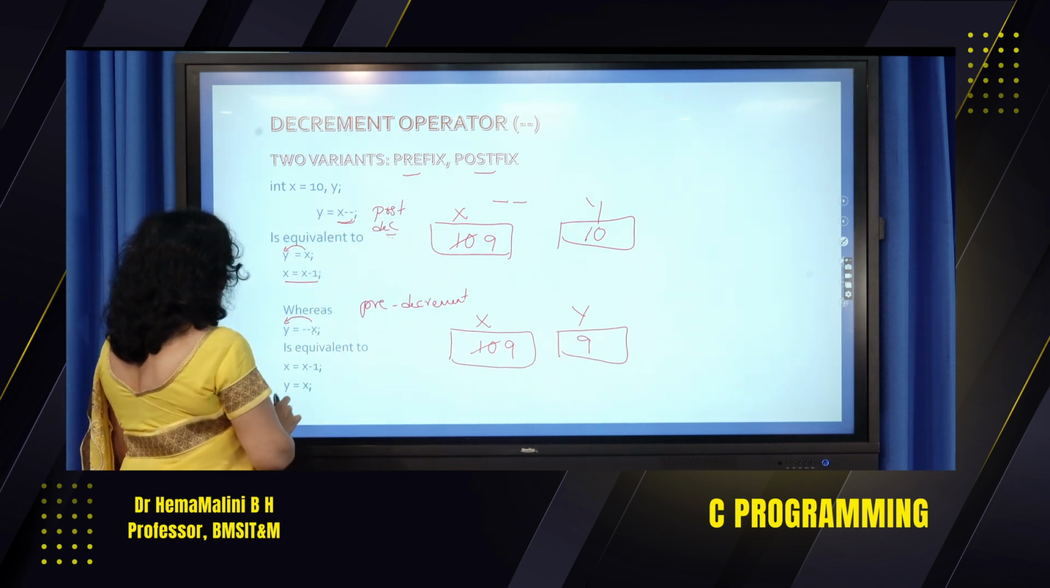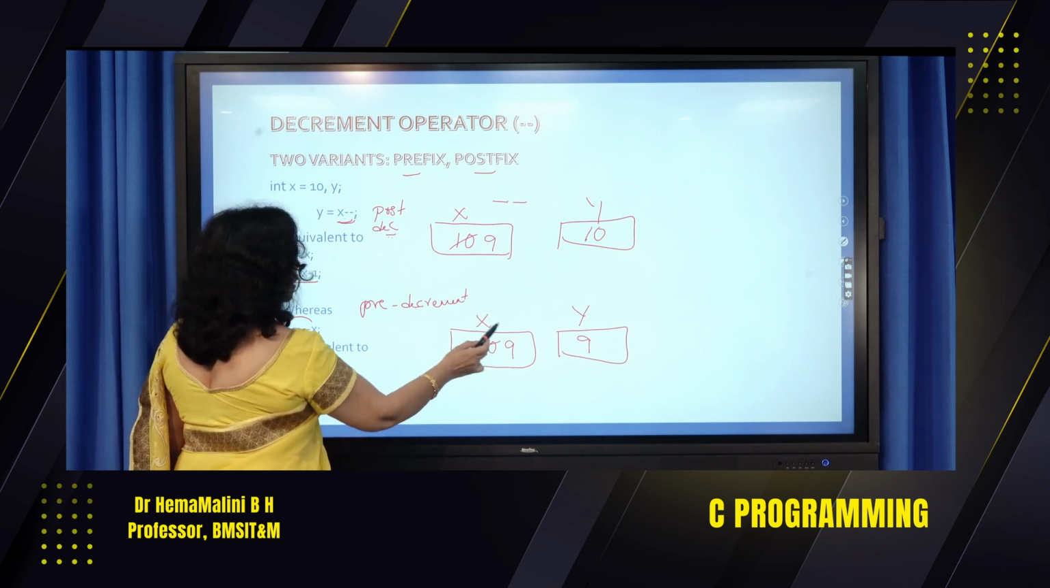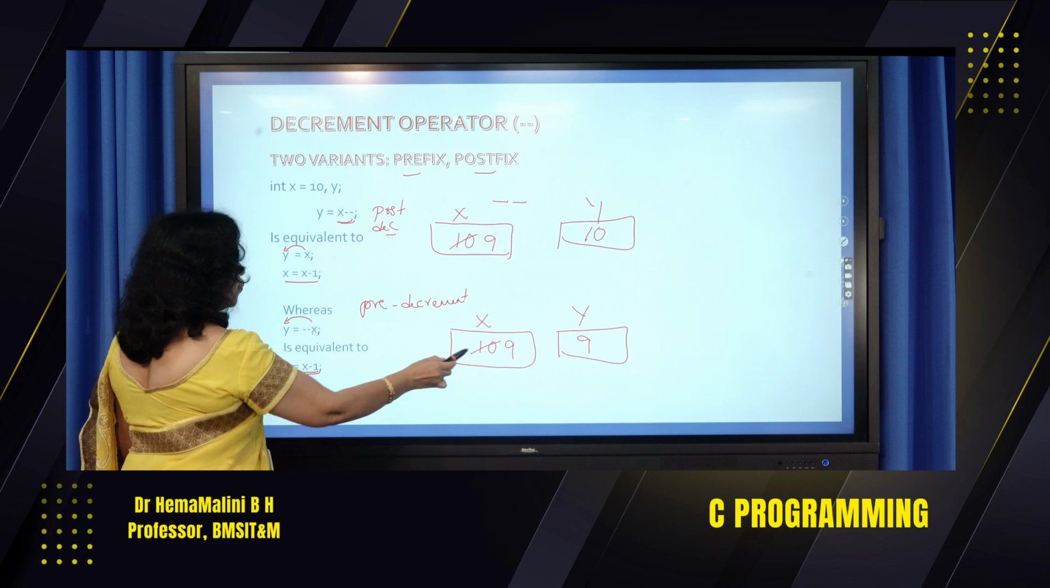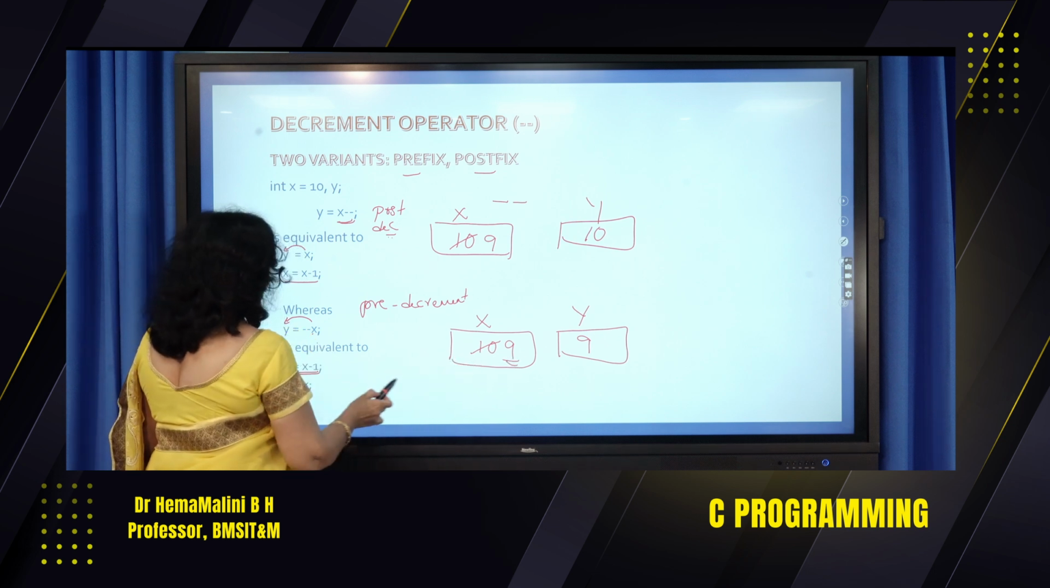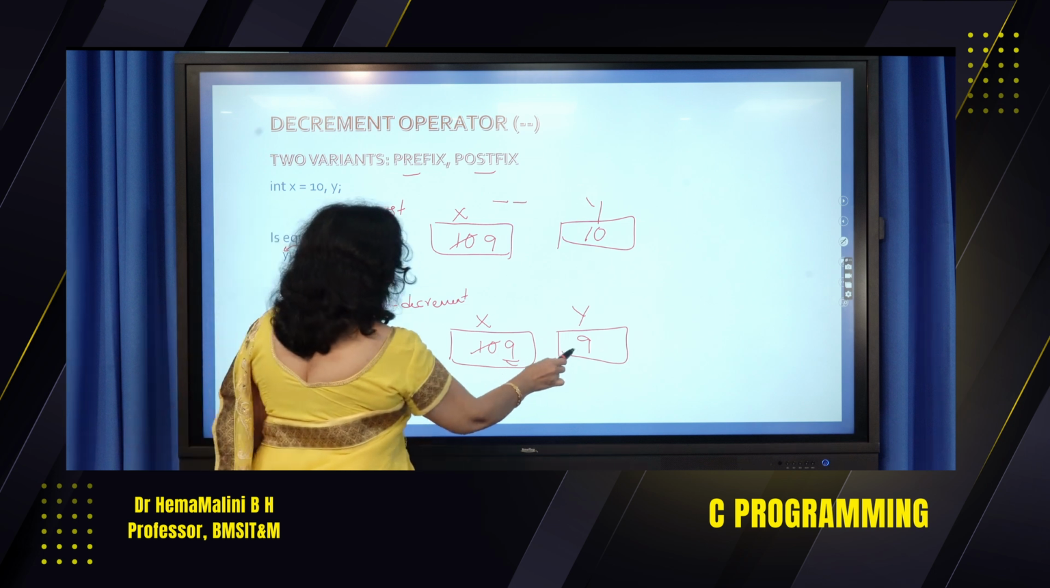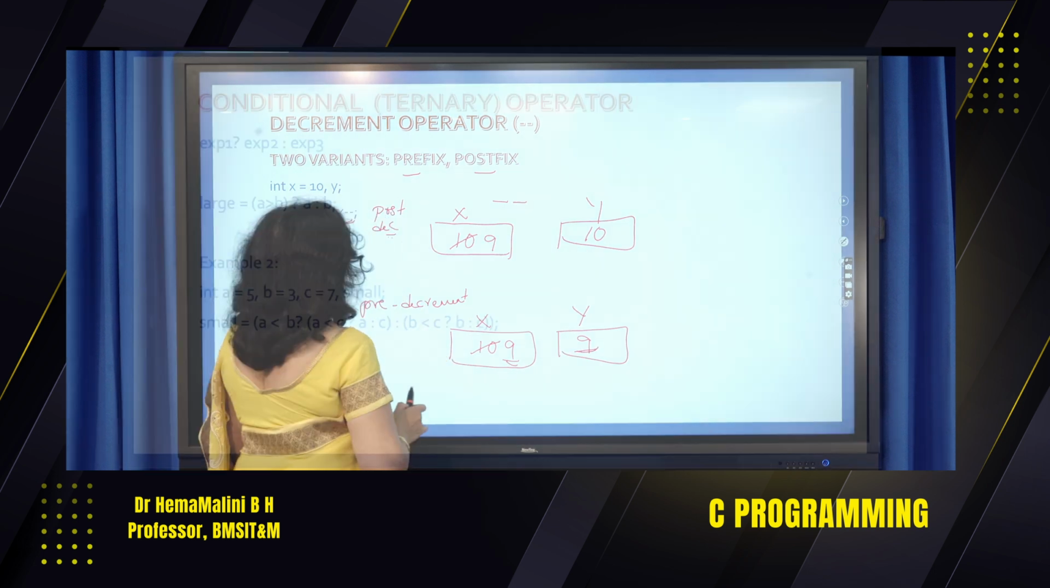So this is equivalent to first x is decremented by 1, 10 becomes 10 minus 1 which is 9. Then the new value of x which is 9 is stored in y. So y gets a value 9.